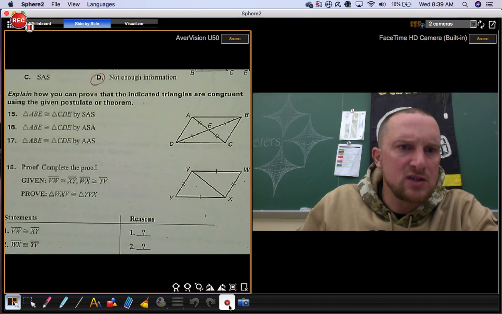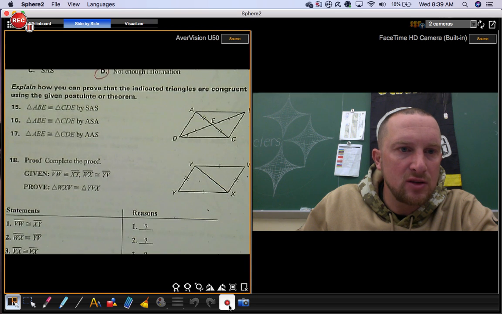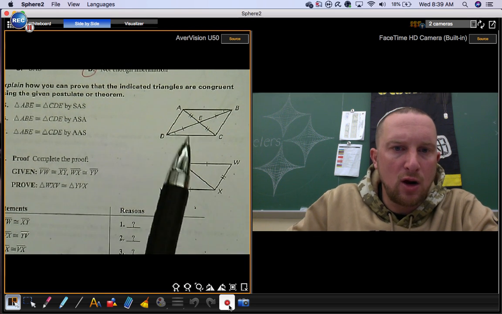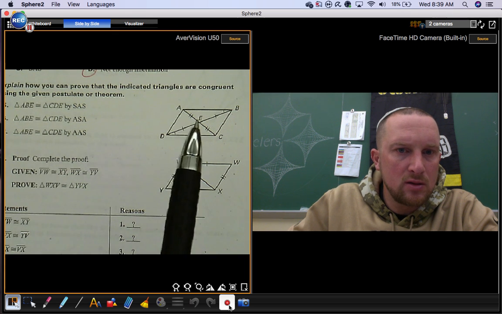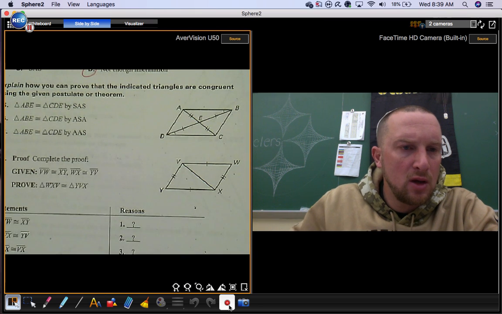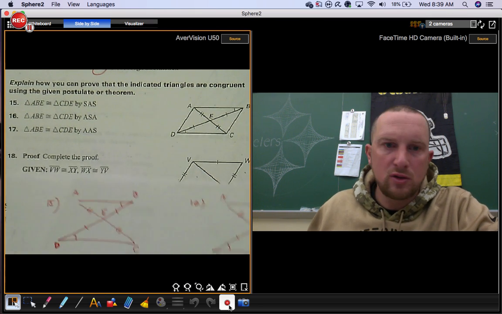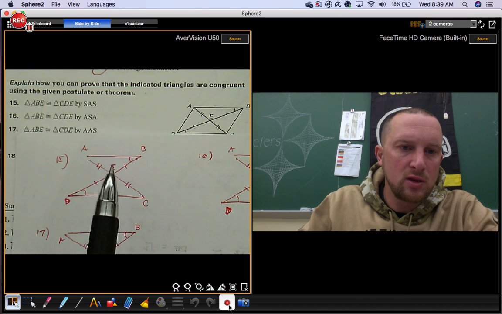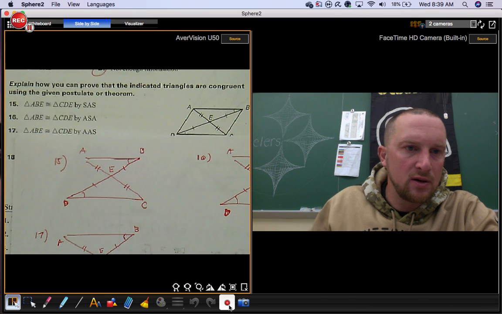In the next section, explain how you can prove that the indicated triangles are congruent using the given postulate or theorem. So they give you a rather complicated looking picture where you're only focusing on triangle ABE and triangle CDE. That's the top triangle and the bottom triangle. If you can visualize those triangles, that's fine. If not, what you should do is redraw them. That way you see just the top triangle and the bottom triangle. And you can put all the pairs of congruent parts that are marked on there.